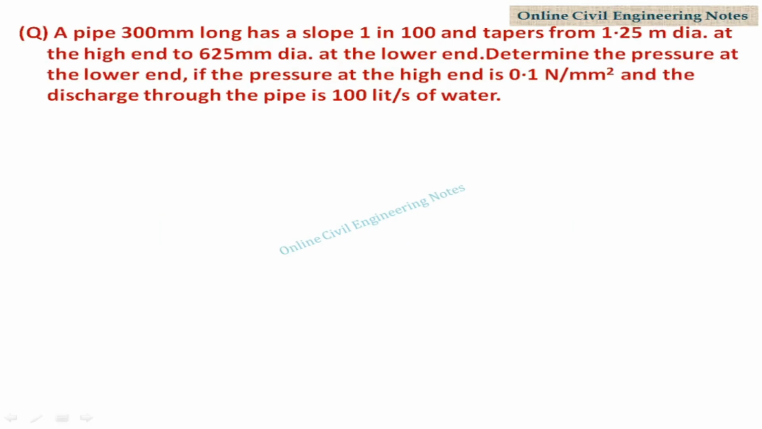A pipe 300 meter long has a slope 1 in 100 and tapers from 1.25 meter diameter at the higher end to 625 mm diameter at the lower end. Determine the pressure at the lower end if the pressure at the higher end is 0.1 Newton per mm square and the discharge through the pipe is 100 liters per second of water. The length of the pipe is given.